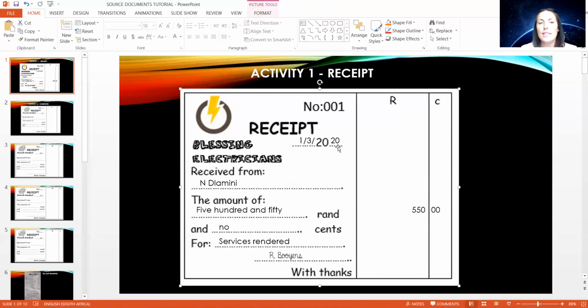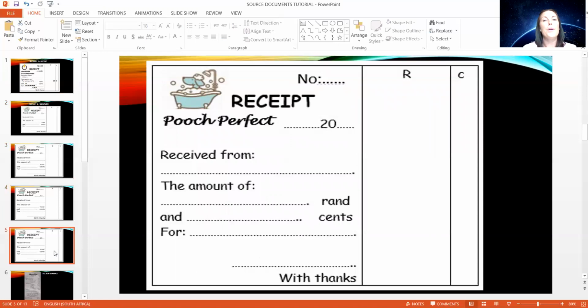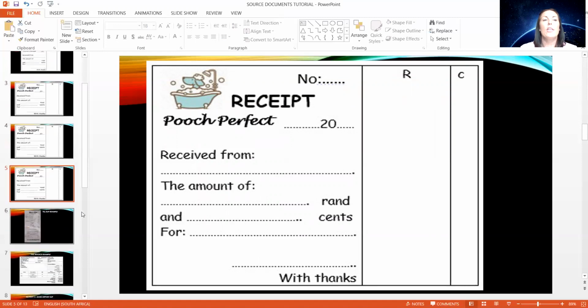Very important, make sure that the date is correct and all the other information is there, because you are going to use this receipt, the duplicate receipt, when you record these transactions in the books of the business. If you go on with your notes, you will see that the next activity is activity 2, where once again you will be the bookkeeper, and there are 4 receipts for Pooch Perfect that you must complete. So you can practice completing receipts in your own time.